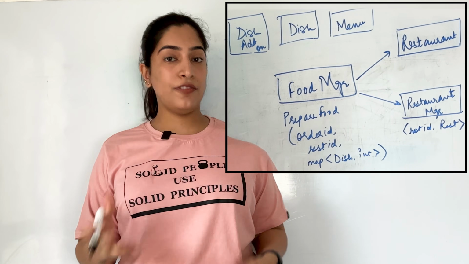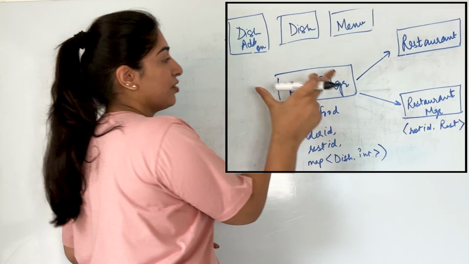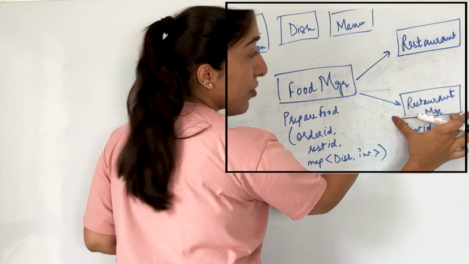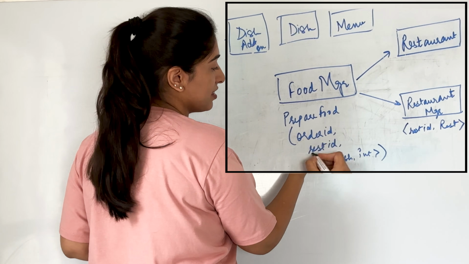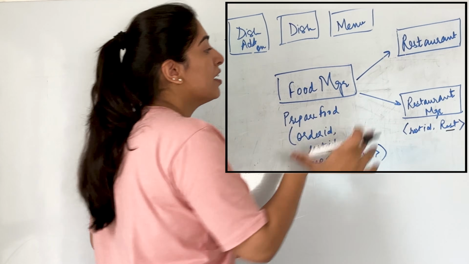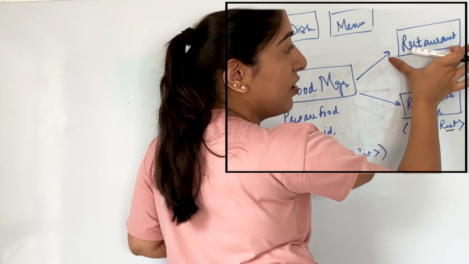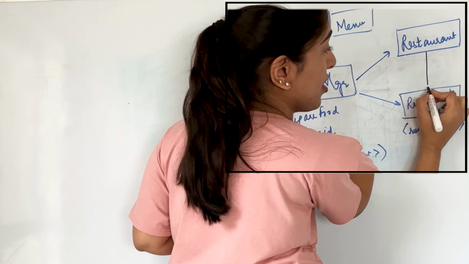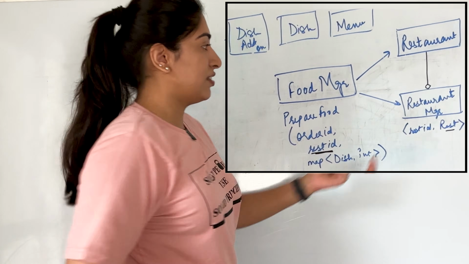Let's quickly look at the flow. When the order manager tells the food manager that you need to start preparing the food, the food manager is going to go to the restaurant manager saying, this is the restaurant ID, please give me the restaurant object corresponding to the ID. Now, this restaurant manager has all the restaurants in this map. So basically, this is also a has-a relationship. The restaurant manager has all the restaurants.